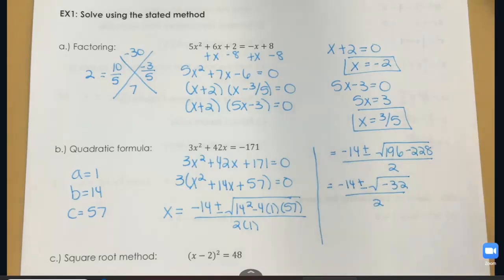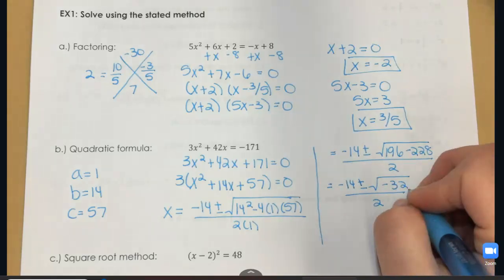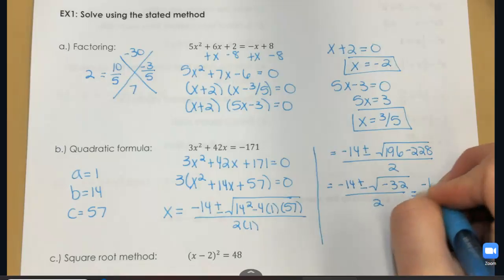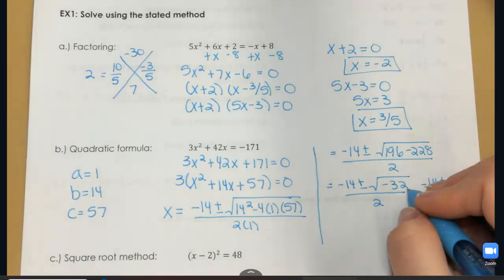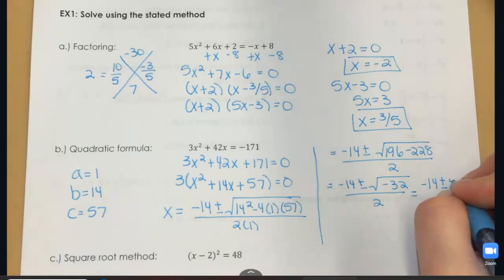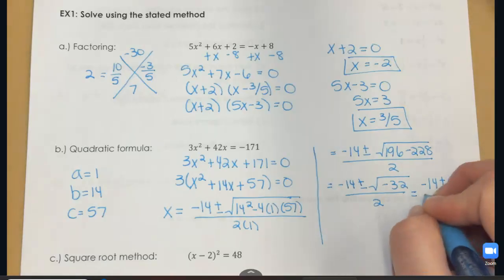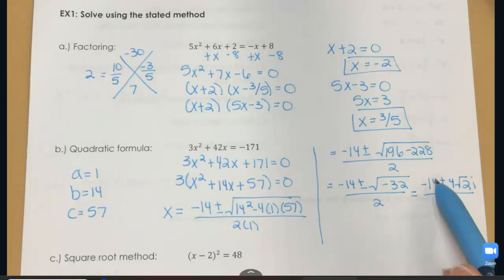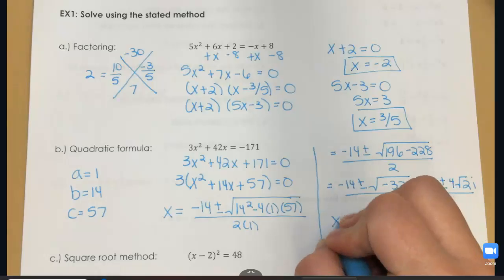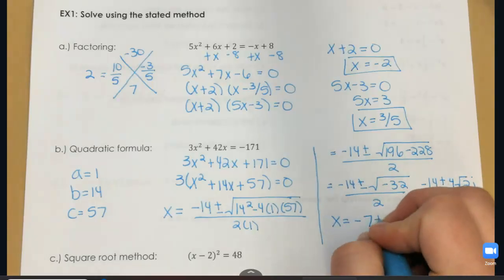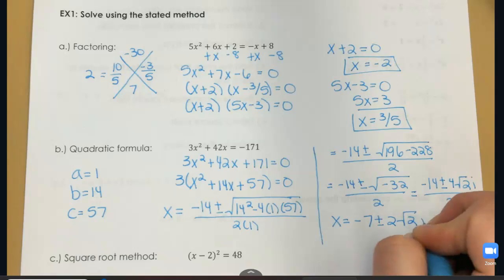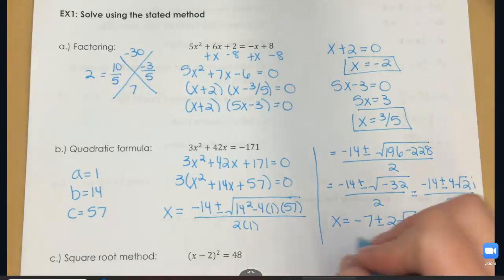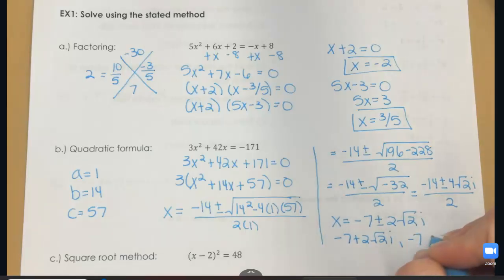So this is going to be an imaginary solution, and it's not a perfect square, but I can rewrite this as negative 14 plus or minus. That is going to give us 4 square root of 2i over 2. And now negative 14, 4, and 2 are all divisible by 2, so I can go a little bit further and get negative 7 plus or minus 2 square root of 2i. So what that means is my two solutions are negative 7 plus 2 square root of 2i and negative 7 minus 2 square root of 2i.